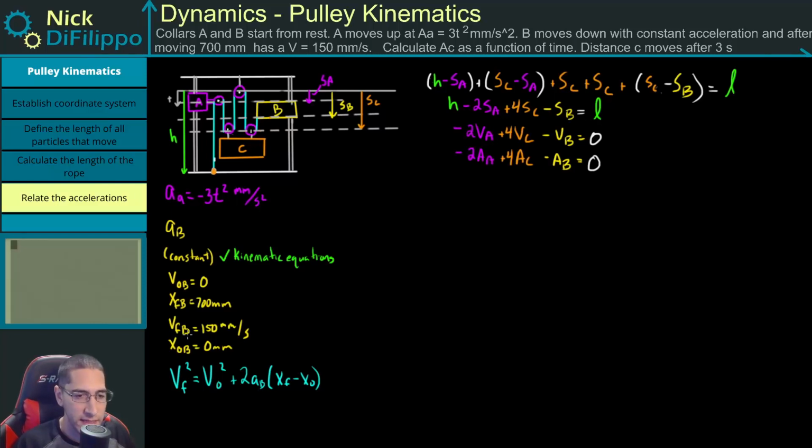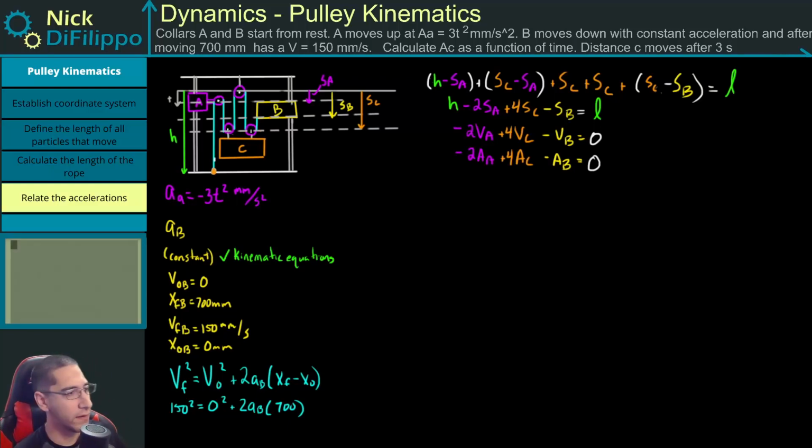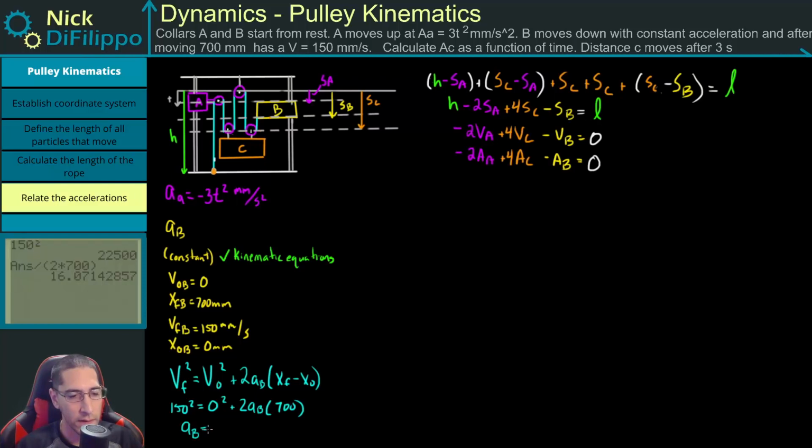So my final velocity is 150 squared. This is equal to 0 squared plus 2 times my acceleration of B times this distance of 700 minus 0, so 700. Let's do this calculation. So what I have is 150 squared, and this is going to be divided by 2 times 700, and I get an acceleration of B, which is equal to 16.07 millimeters per second squared. And we know it's constant.